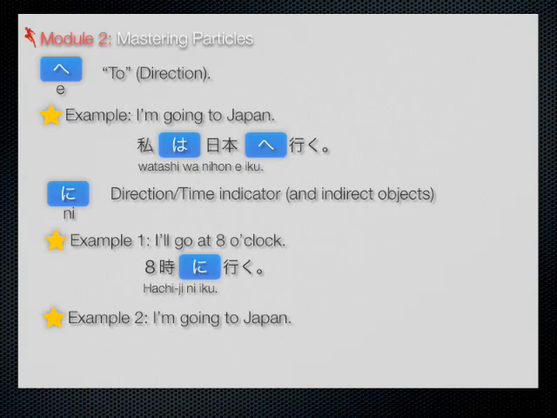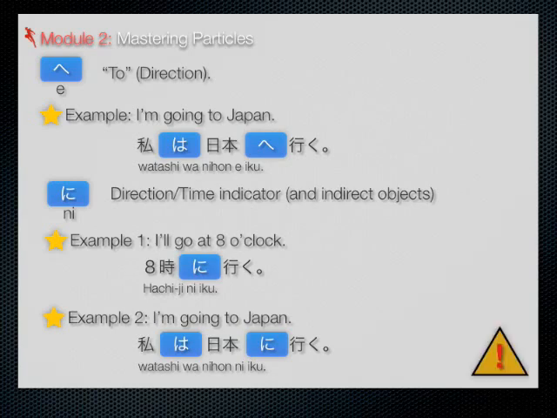So my next example is, I'm going to Japan. And you might be thinking, wait a minute, we just covered that. That's watashi wa Nihon e iku, right? No, well, yeah, that's right. But you can also replace or interchange the e with a ni, and that gives you watashi wa Nihon ni iku, and this is completely valid as well.